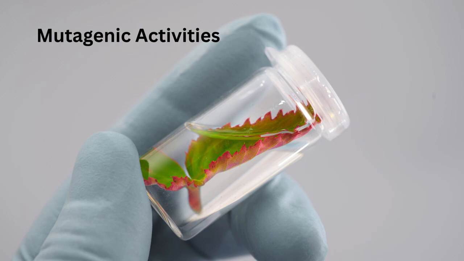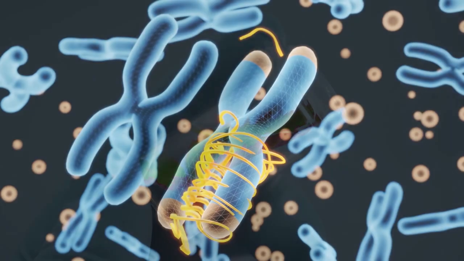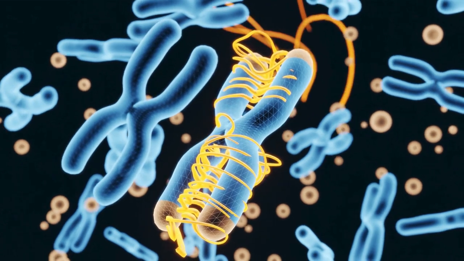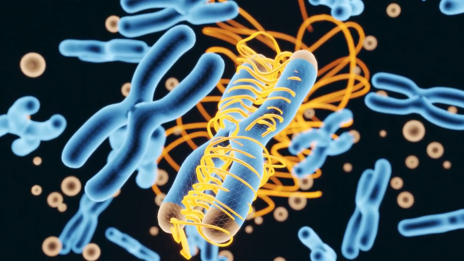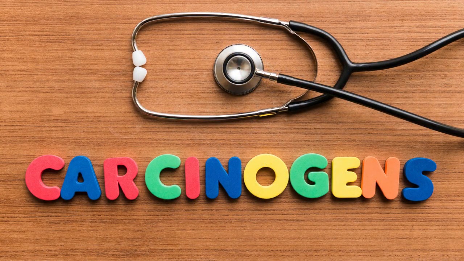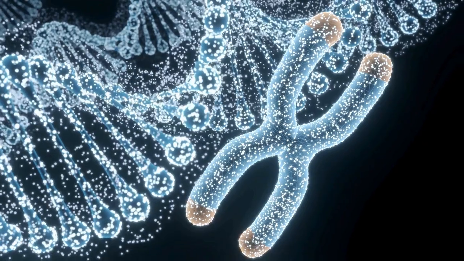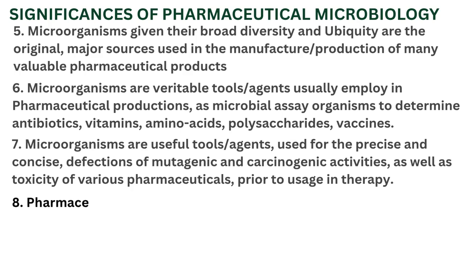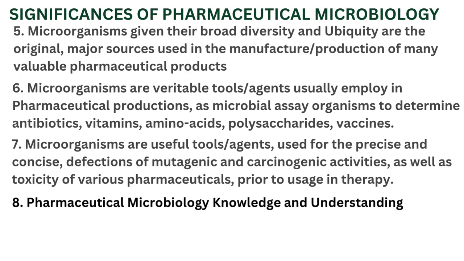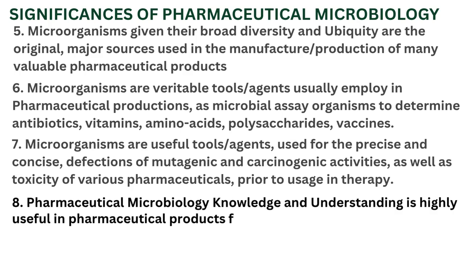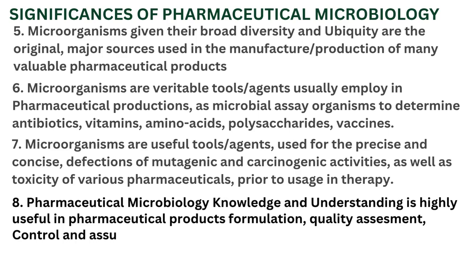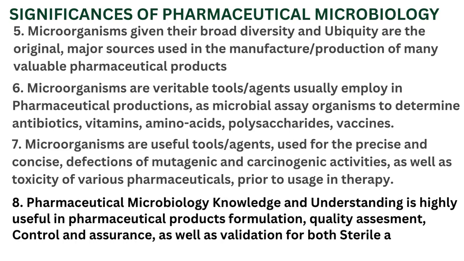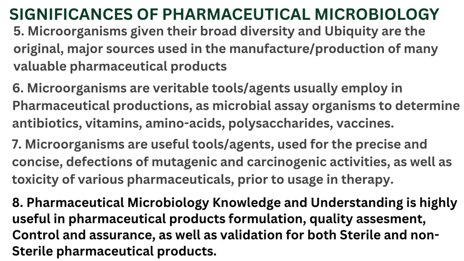Mutagenic activity is the ability of a substance or agent, called a mutagen, to cause permanent changes, mutations, in DNA. While carcinogenic activity is the ability of a substance or agent, a carcinogen, to cause cancer. 8. Pharmaceutical microbiology knowledge and understanding is highly useful in pharmaceutical products formulation, quality assessment, control and assurance, as well as validation for both sterile and non-sterile pharmaceutical products.